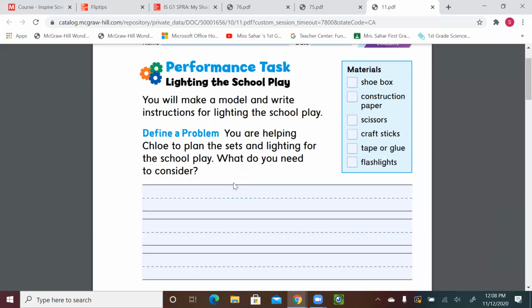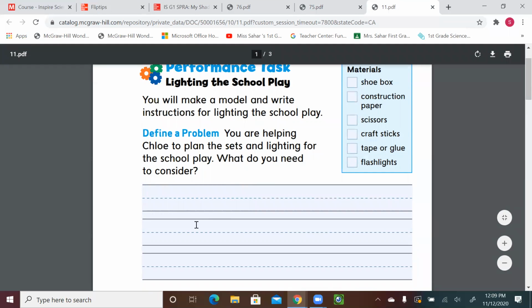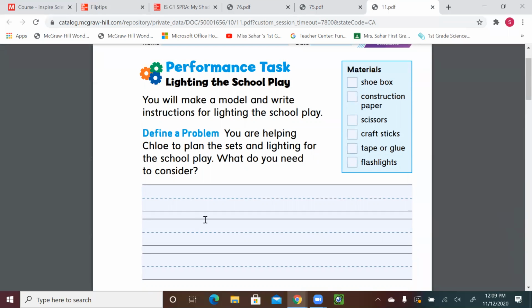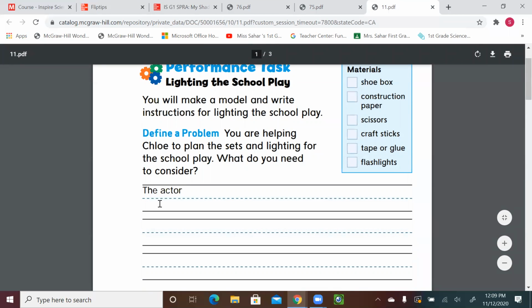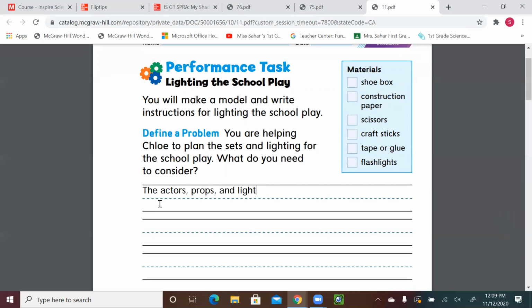So now we have to assign a problem. So we do this play, we're doing a play, and we're supposed to be having like a little problem. So what we need here first, you are helping Chloe to plan the sets and lighting for the school play. So Chloe is doing a play and you're helping her. So what do you need to consider? You're doing a play. So what do we have? We need actors, props, and they need to be seen, and also light. So we need light, you need the actors, and we need props. So let's put this down. So we're gonna say the actors, props, so like clothes, material, furniture, and you have to mention light because we are talking about light. Okay.